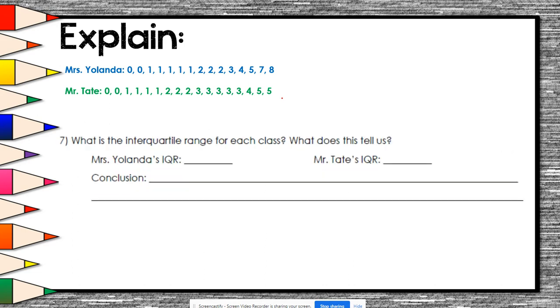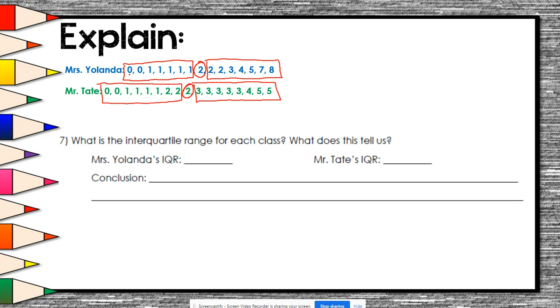Then number 7 asks us to find the interquartile range. Remember, to find interquartile range, we have to find the medians first. Well, this first 2 for Miss Yolanda was her median. And for Mr. Tate, the last 2 was his median. Then we had to split each data set up into a lower half and an upper half. So that's the halves for Miss Yolanda. These are the halves for Mr. Tate. Remember, the median does not get included, but if there were 2 numbers in the middle, those do get included. Now we find the median of each half.